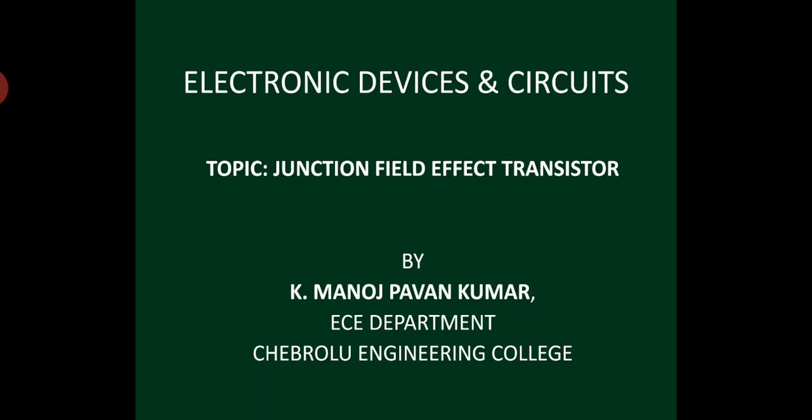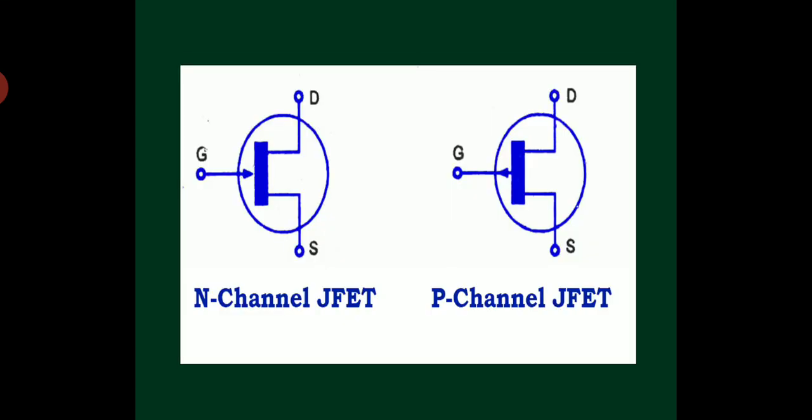So JFET means junction field effect transistor. These are the symbols for JFET. FET is a three-terminal device like BJT. In BJT, the three terminals are emitter, base, and collector. And in FET, the three terminals are labeled as source, gate, and drain.